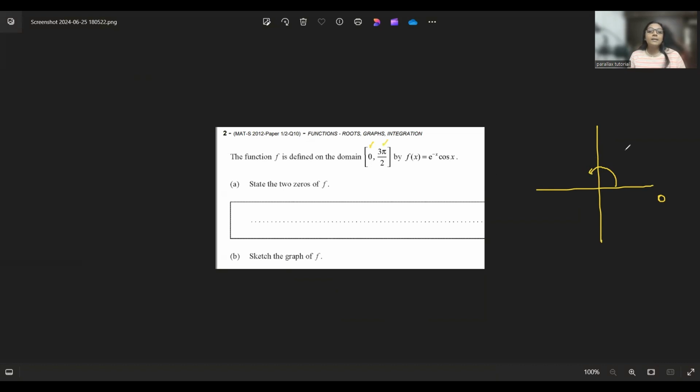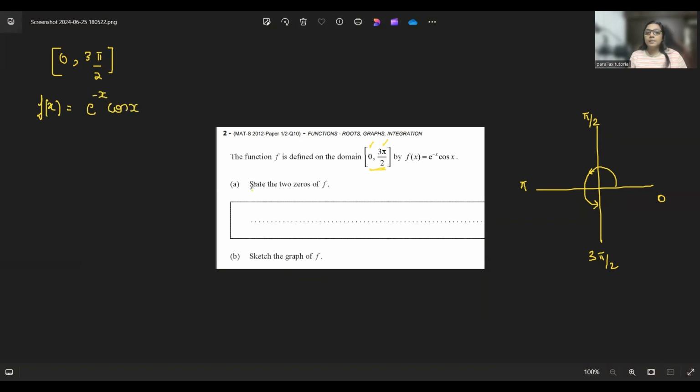So we go anti-clockwise, and every pi by 2, which means 90 degrees, we stop. So pi by 2, then pi, then 3 pi by 2, we will stop over here because the domain only consists of 0 to 3 pi by 2. When we write 0, 3 pi by 2 in brackets, it means all the angles which are in this region, 0 to 3 pi by 2. That is this reflex angle which you get, okay? All the angles included in this. Now, the function is given to us as e to the power minus x cos x.